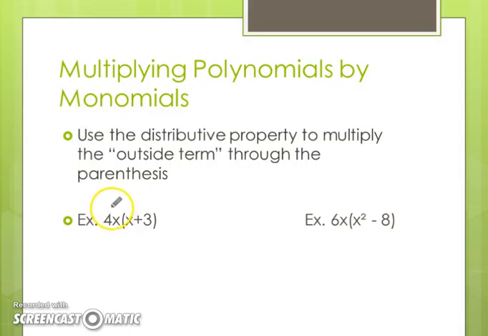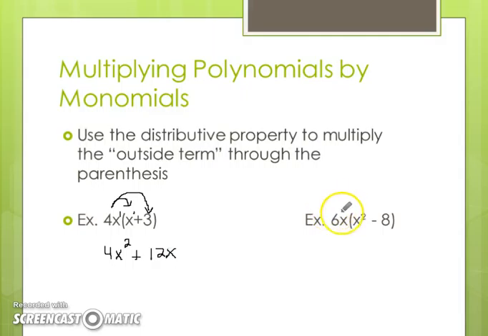So for this first one, 4x times x, each of these think of having an exponent of 1. So 4x times x, when you multiply that term, you end up with 4x squared because you add those exponents, 1 plus 1 to get 2, and then plus 4x times 3. 4 times 3 is 12, and then we still have the x there. And we can't combine like terms because there are no like terms. This one has a squared exponent, this one does not, so this would be our answer.